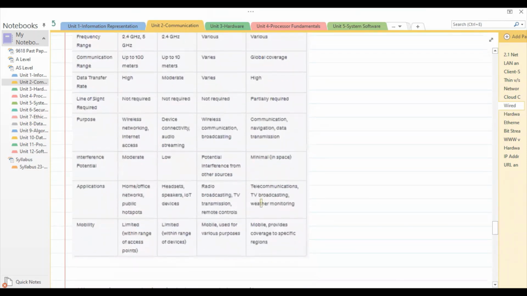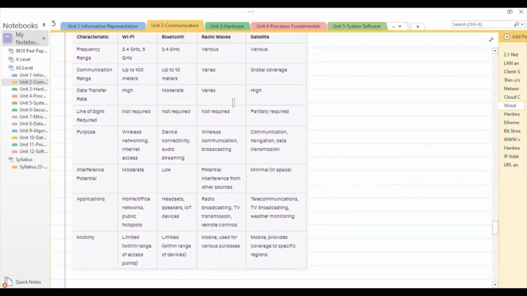So there is a table created for all. The frequency range for Wi-Fi is 2.4 gigahertz and 5 gigahertz. For Bluetooth, it is 2.4. For radio waves, there are many, and for satellite also, there are many frequency ranges. Communication range is up to 100 meters in Wi-Fi, up to 10 meters in Bluetooth. For radio waves, it varies depending upon the situation. And this is global coverage for satellite. You can communicate across the world.